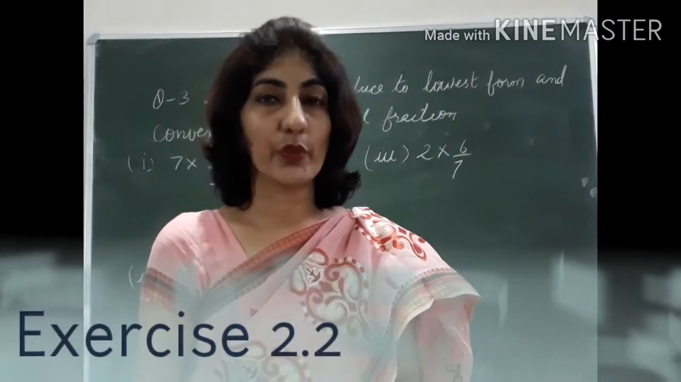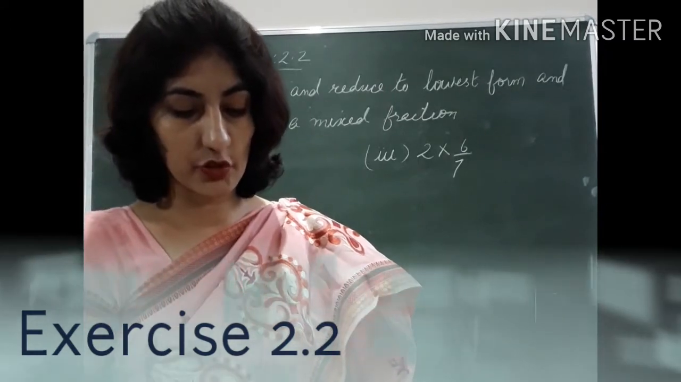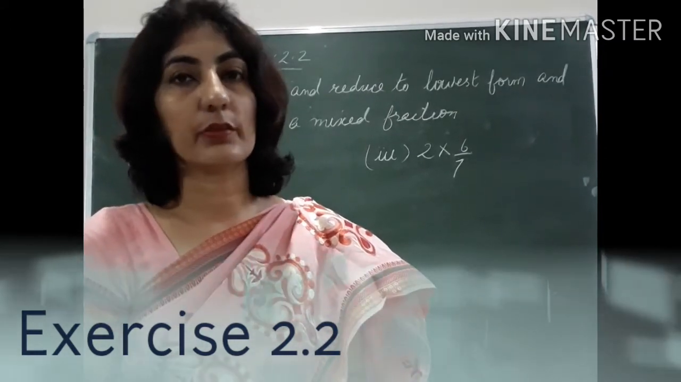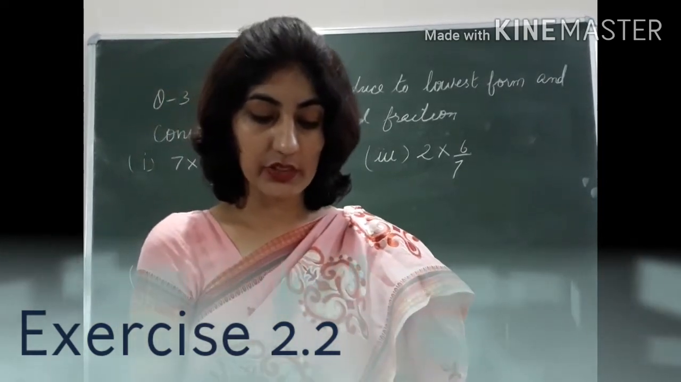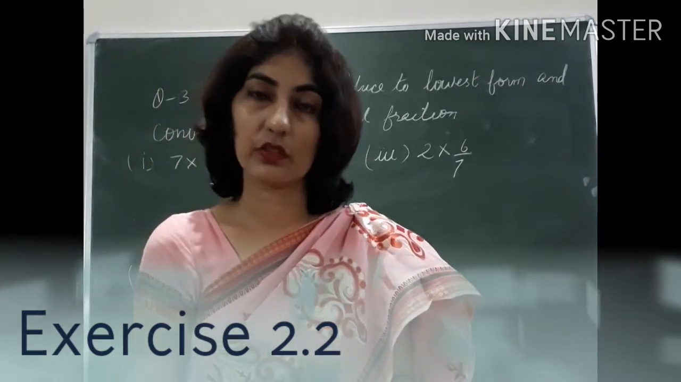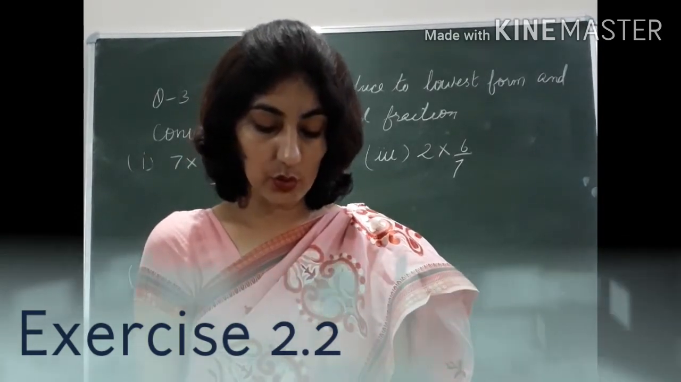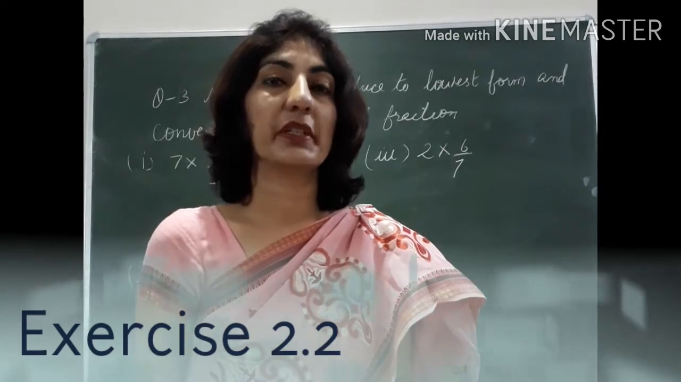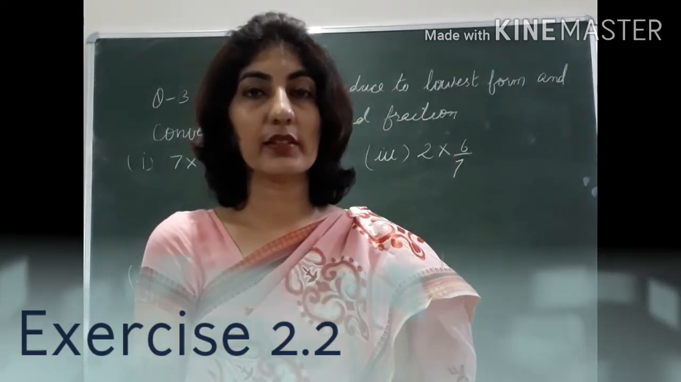Starting exercise 2.2, if you see, question number 1 is which of the drawings A to D show. So this you have to match the column, you can do in the book itself. Question number 2 also, some pictures are shown, tell which of them show the fractions, this also you have to do in the book. Question number 3 is multiply and reduce to lowest form and convert into mixed fraction. 3 parts of this question I will do, remaining you will do as homework.